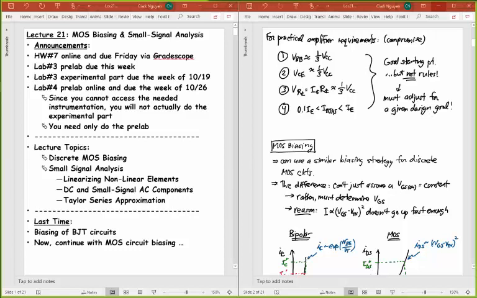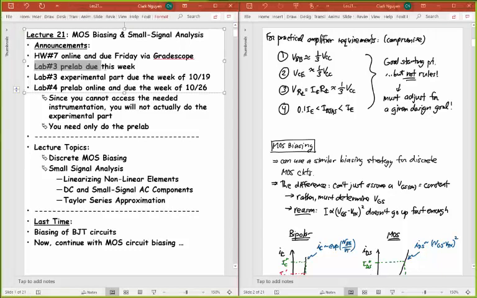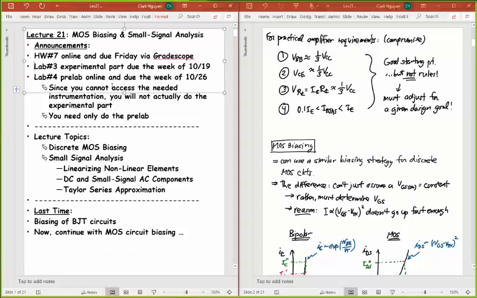The lab number 3 pre-lab was already due, so I guess I don't even need to have that in this. You should have already turned that in. But the lab number 3 experimental part is due next week in lab section, and the lab number 4 pre-lab is online, and that's going to be due the week of October 26th, which is the week after next. You're not going to do the experimental part of that lab, but you will do the pre-lab, and it's really going to end up being like a homework, I suppose, in biasing.